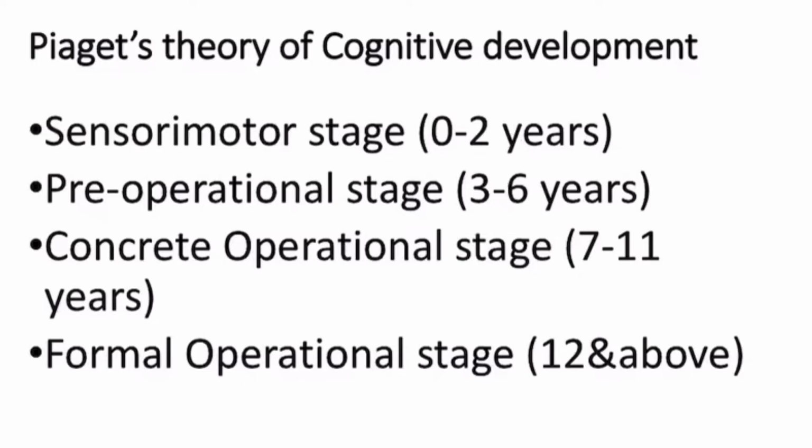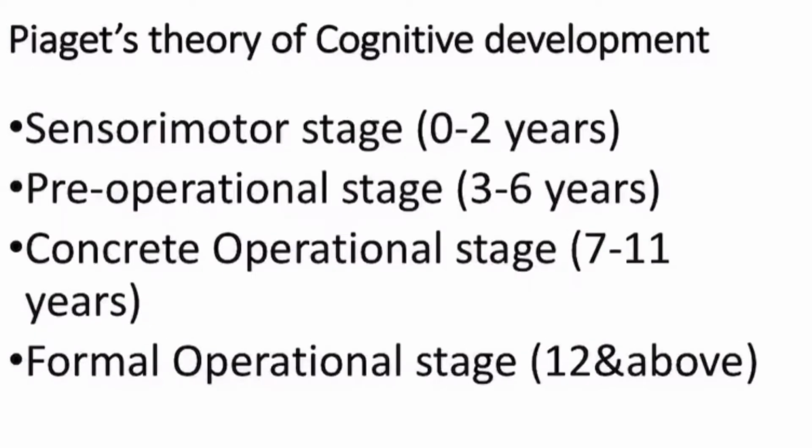And next is pre-operational stage. This is from 3 to 6 years of age. And this is the stage where the child develops language. They develop communication. They use words, symbols, and pictures to represent objects, pictures to represent their feelings. And this is the stage where the child is egocentric, meaning they cannot think from another person's perspective. They can think only about their perspective.